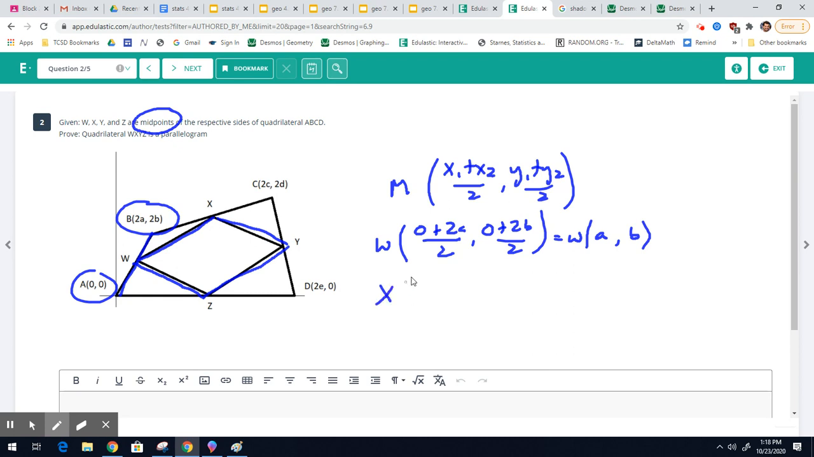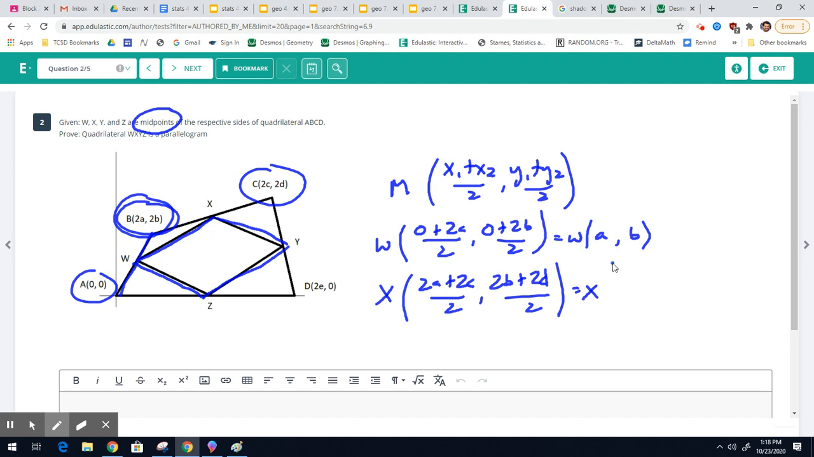To find X, we'll use B and C. So that'll be 2a plus 2c divided by 2, and then 2b plus 2d divided by 2. Well, because everything has a 2, you can cancel out all the 2's, and that's just going to be a plus c for the x term. And then same thing here, cancel out the 2's, b plus d for the y term.